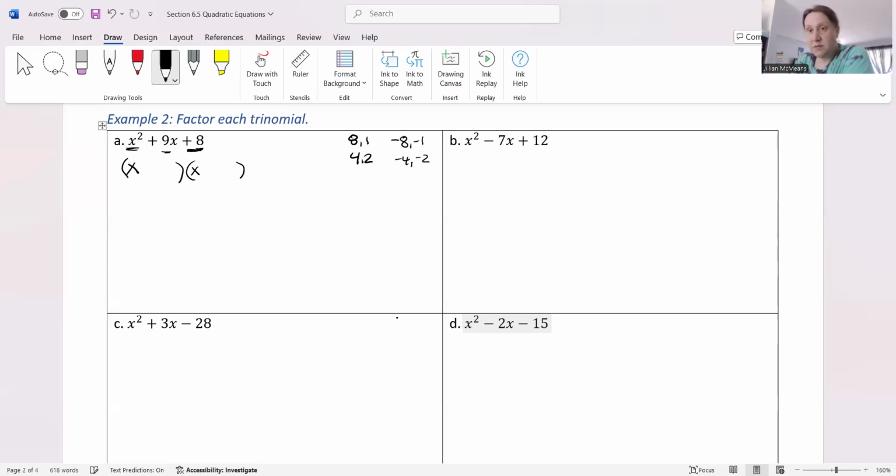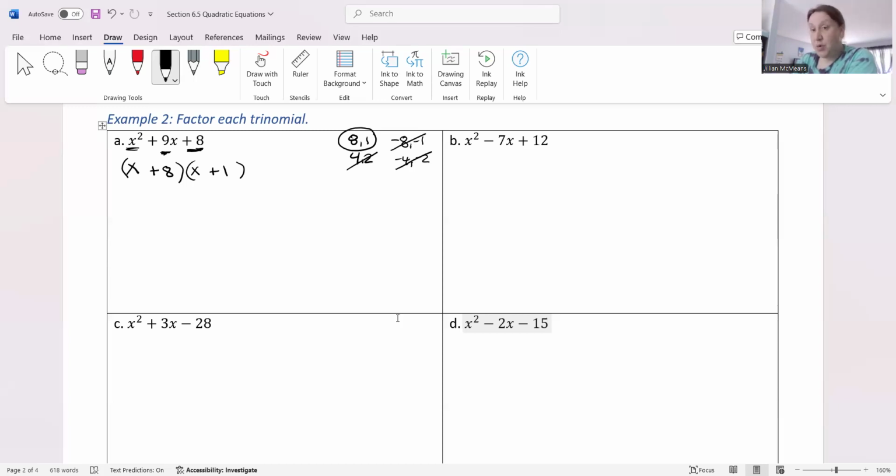So when you look at each of these pairs of factors, they all have a product of positive 8. Now, which pair also has a sum of positive 9? Well, negative 8 plus negative 1 is negative 9. That doesn't work. Negative 4 plus negative 2 is negative 6. That doesn't work. 4 plus 2 is positive 6. That doesn't work. But 8 plus 1 is the magic pair. That's the sweet spot. 8 times 1 is 8. 8 plus 1 is 9. So all we do is fill in a plus 8 and a plus 1, and we have factored it.